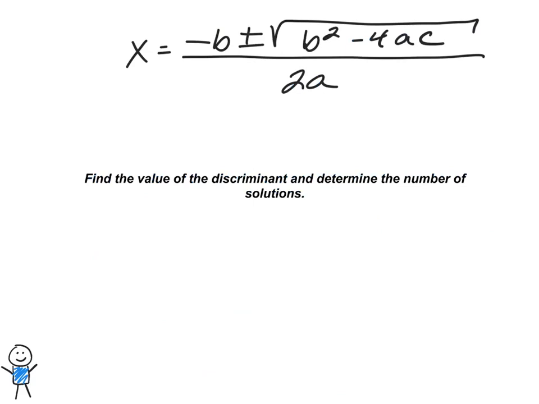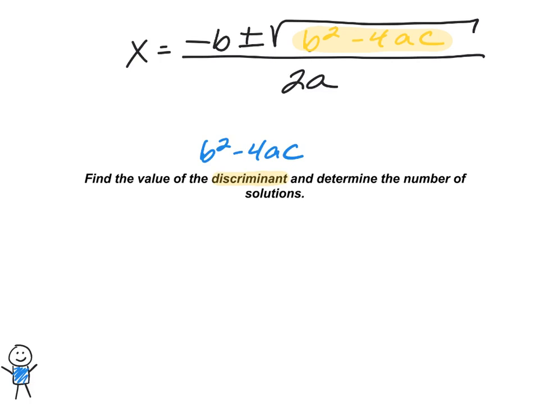The last part of this video involves using the discriminant to determine the number of solutions. Now, you've already kind of learned this in the previous part of this lesson. The discriminant component of the quadratic formula is just the part underneath the square root symbol. So the formula for finding the discriminant is just the b squared minus 4 times a times c component of the quadratic formula.